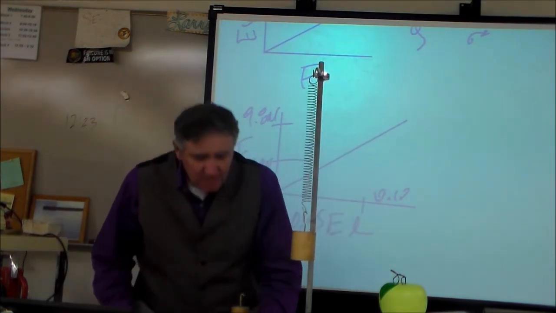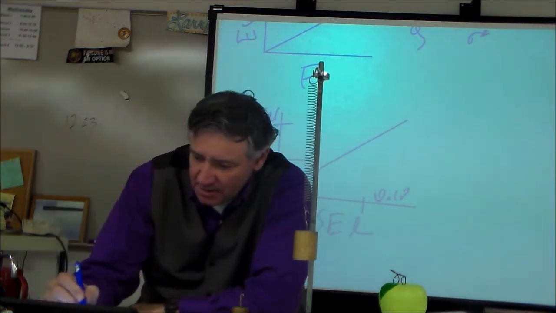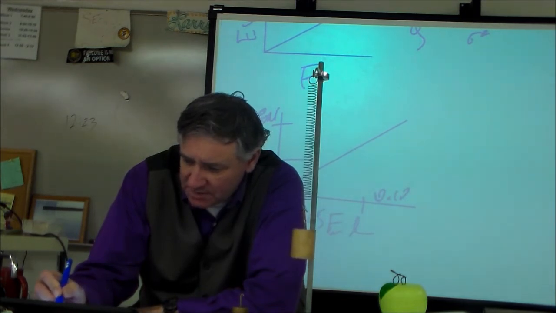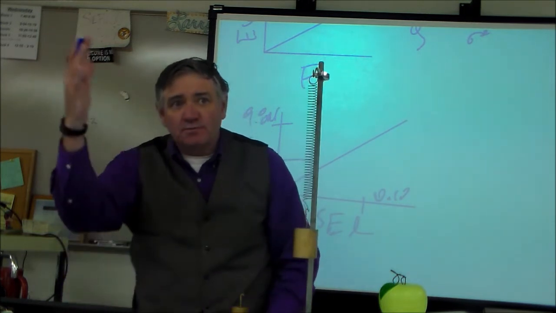Now, at this point, I could find the slope of this line, right? So I know that's 9.8 newtons at 0.10 meters, and I can use 0, 0 as my other point, okay?